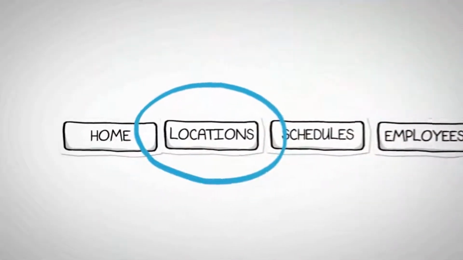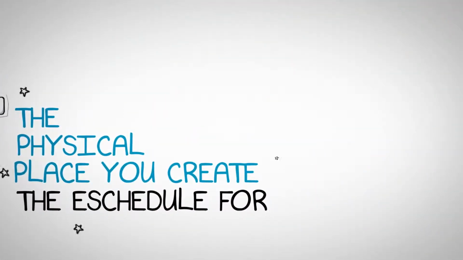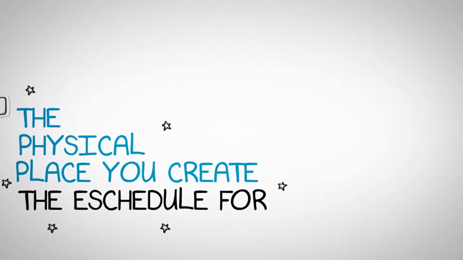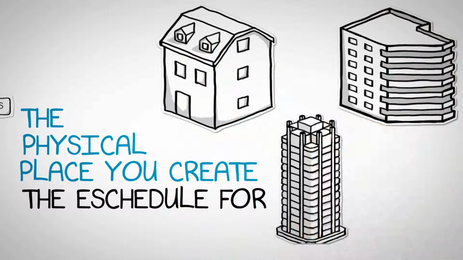Let's get started. We'll begin by clicking Locations in the top menu. Locations in eSchedule are defined as the physical place that you are going to be creating the eSchedules for. For you, this top menu will be displayed as what you would name your locations in the wizard. This might have been something like stores, clinics, buildings, etc.